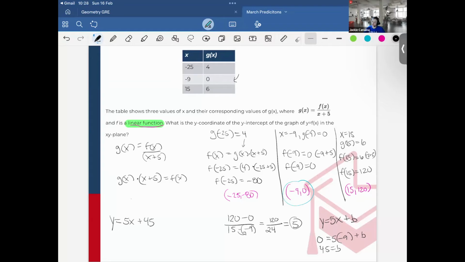And then final step, I'm asked what the y-coordinate of the y-intercept is. So y-intercept is when x equals 0, but if I'm asked specifically for the y-intercept, we can see it here. It is 45. And that would be the answer that I type in to this amazing problem.